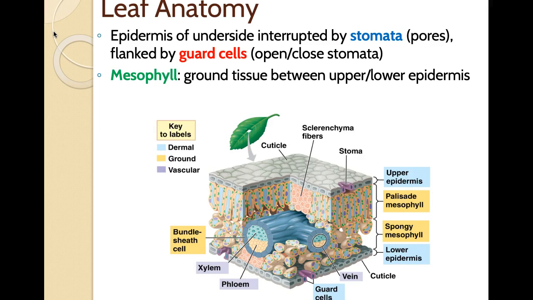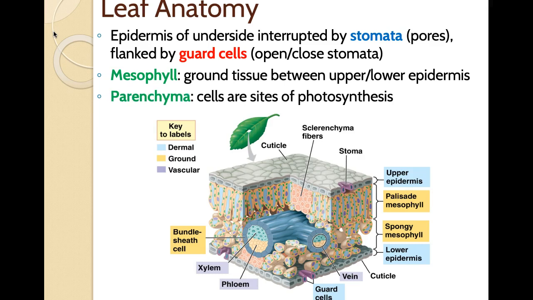And finally, a type of cell in the leaf is called parenchyma, and these cells are the site of photosynthesis. You can see this diagram here. It has a lot of information on it: it shows you the dermal, ground, and vascular tissues, and different types of cells, xylem and phloem. So please look over this diagram and know a little bit of the terminology.